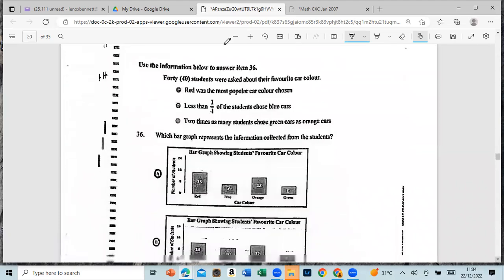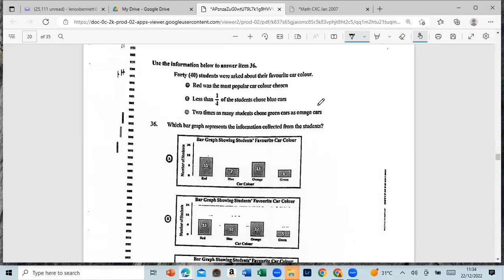All right, so we are here fast. We're at 36. Let's go. It says use this information below to answer item 36. 40 students were asked about their favorite car color. Red was the most popular car color chosen. Less than a quarter of the students chose blue. 2 times as many students chose green cars as orange cars.